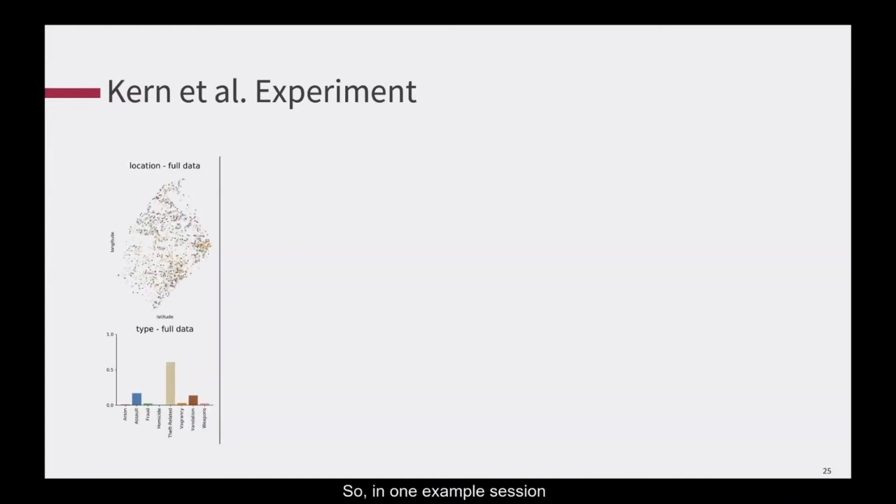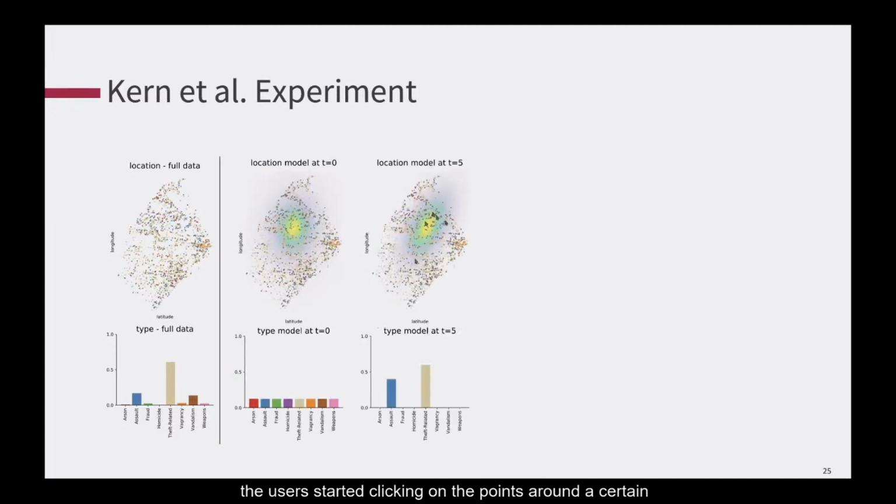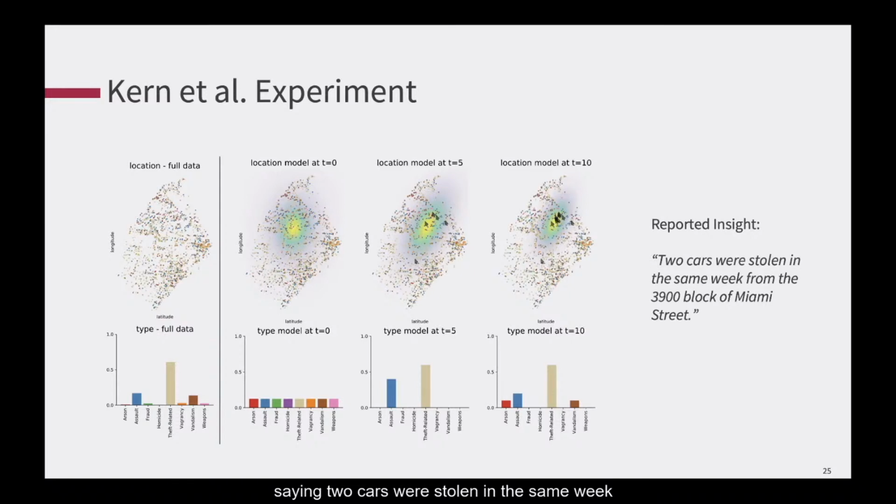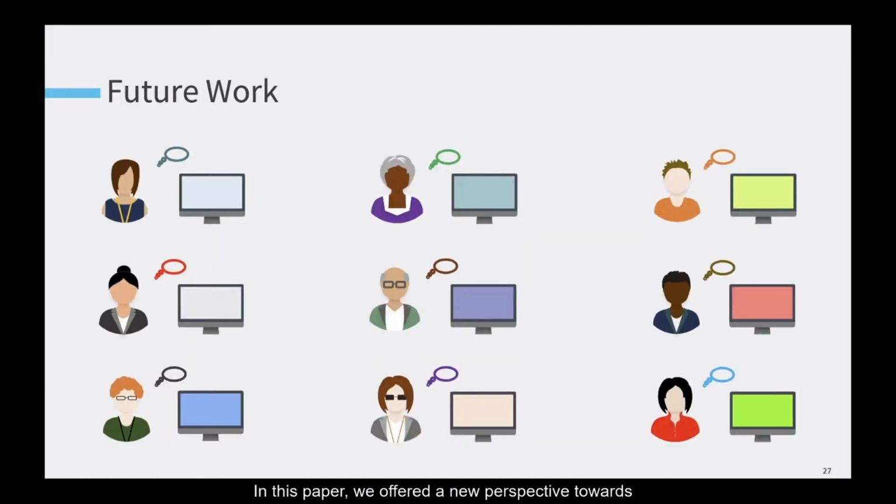So, in one example session, the users started clicking on the points around a certain region, and after 10 clicks, they reported an insight saying 2 cars were stolen in the same week from the 3900 block of Miami Street. In this paper, we offered a new perspective towards user modeling.